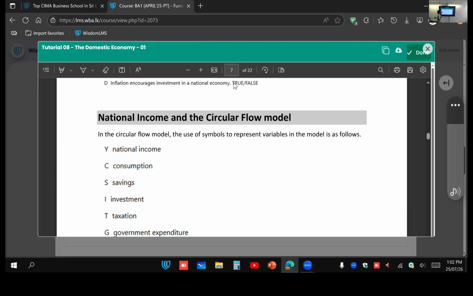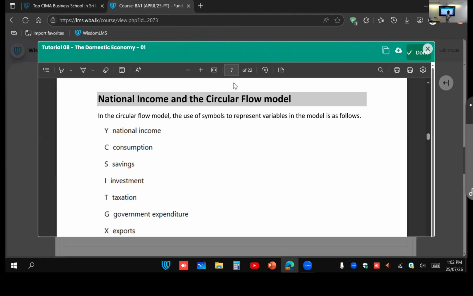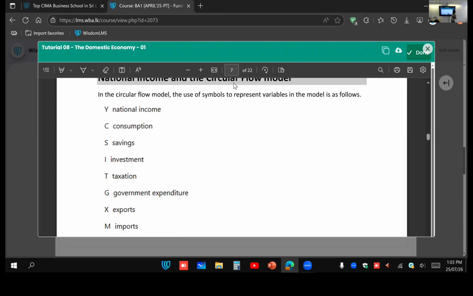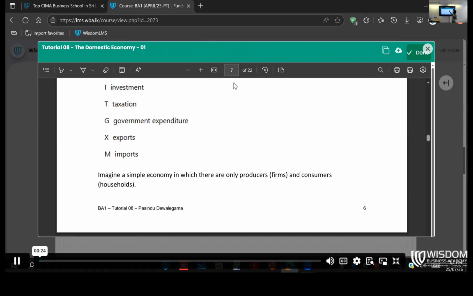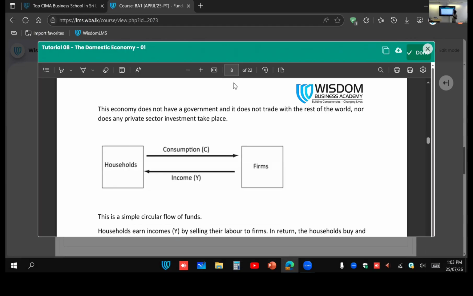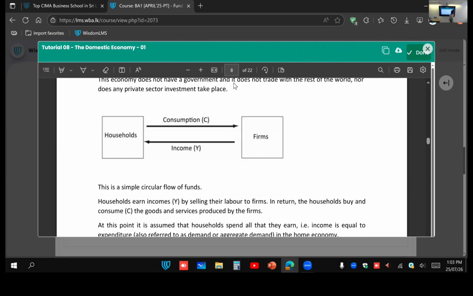Right. So last week we were discussing national income and the circular flow model. There we studied, I'll give you a small briefing, the circular flow model, which included national income, consumption, whatever the symbols. Then we started discussing a very simple economy where only households and firms were there.